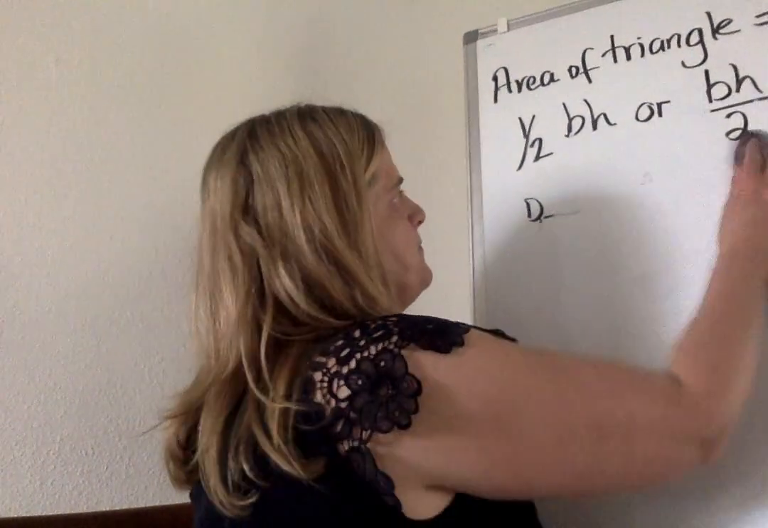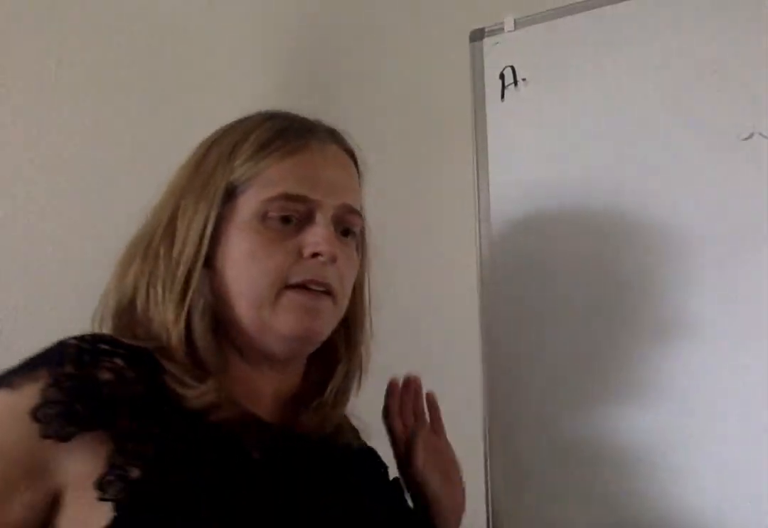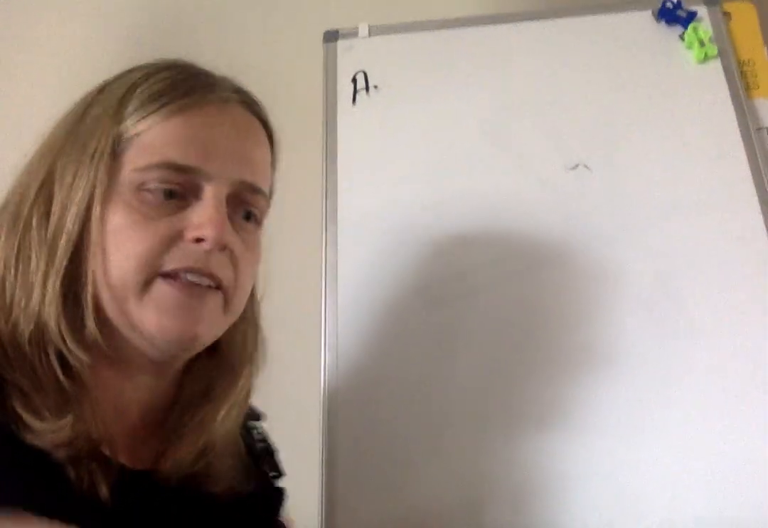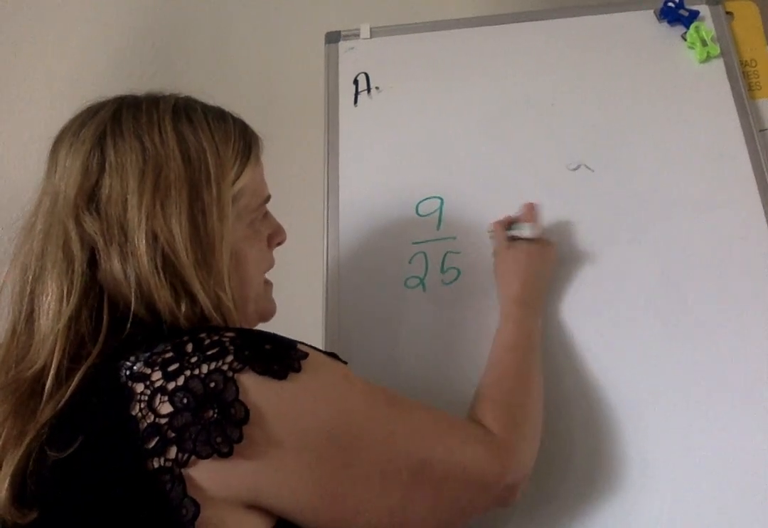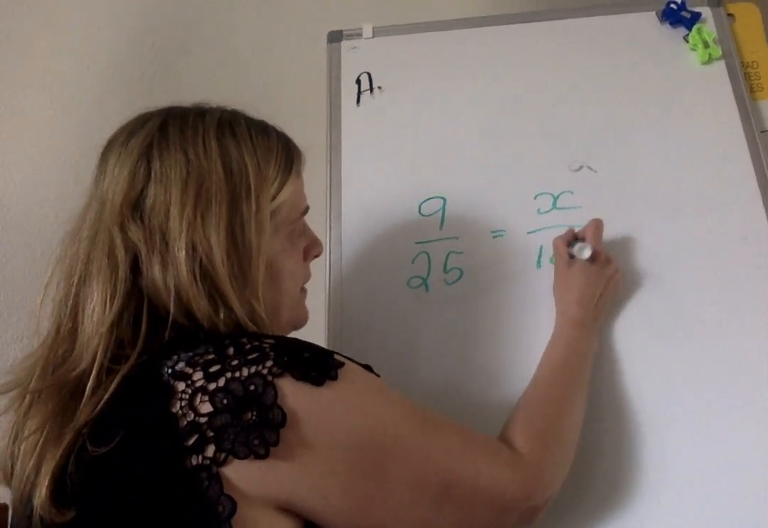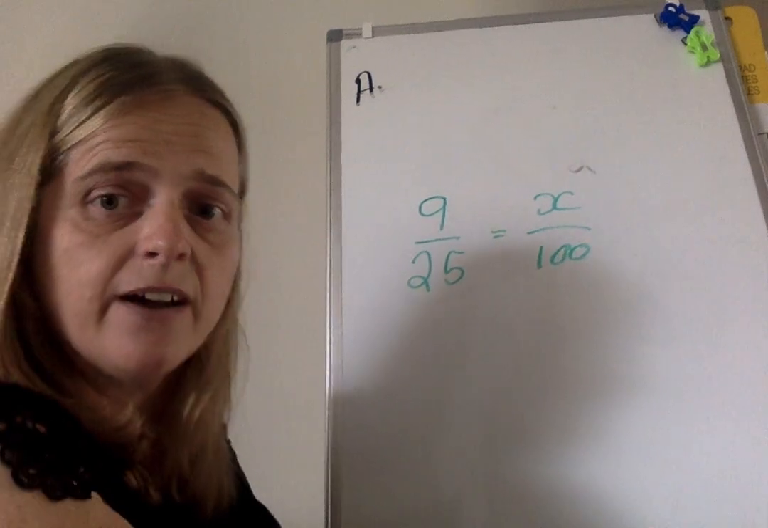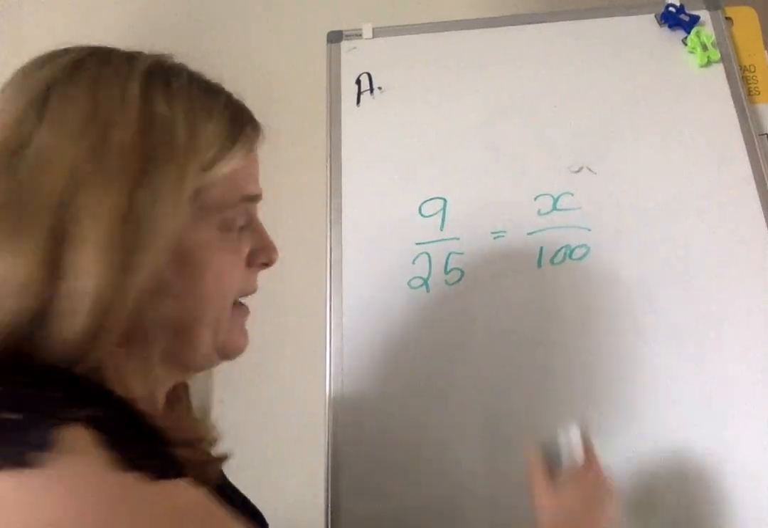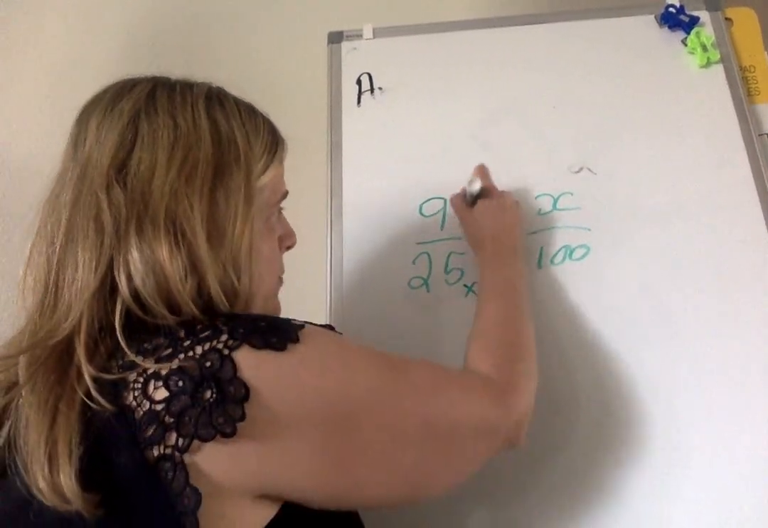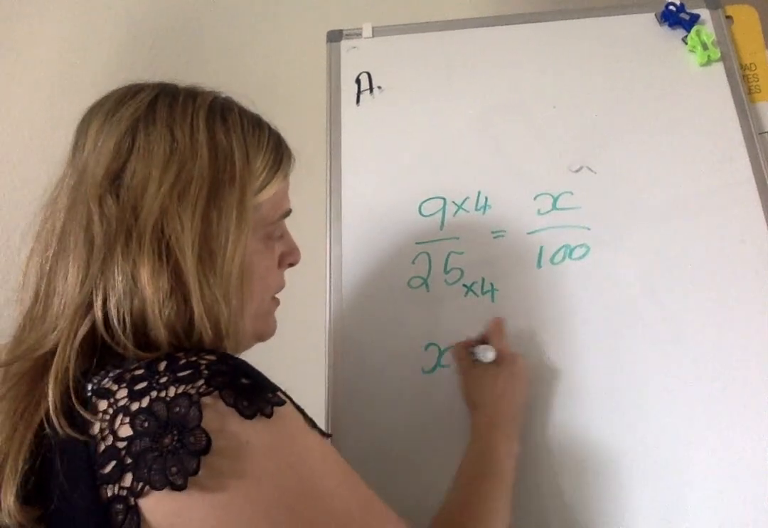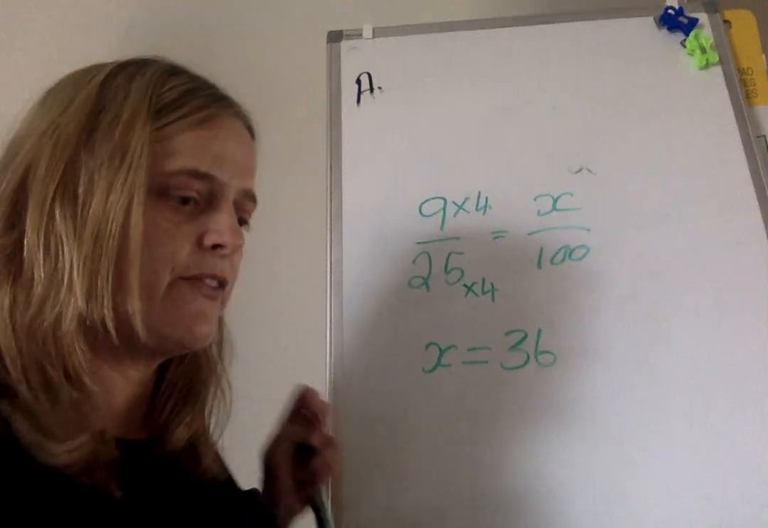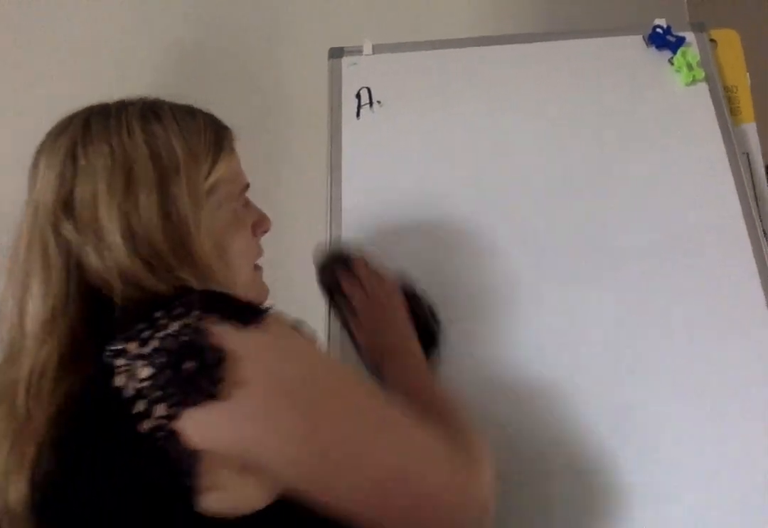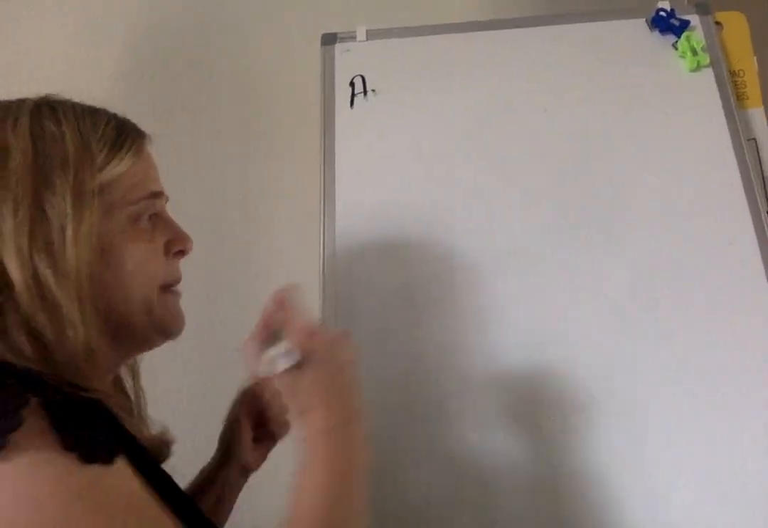Next question will be a proportion. On the test, you're asked to fill in the missing proportion. 9 over 25 equals x over 100. So what did you do to 25 to get 100? You multiplied it by 4, balanced the equation, multiply the top by 4. 4 times 9 is 36. Therefore, x equals 36.